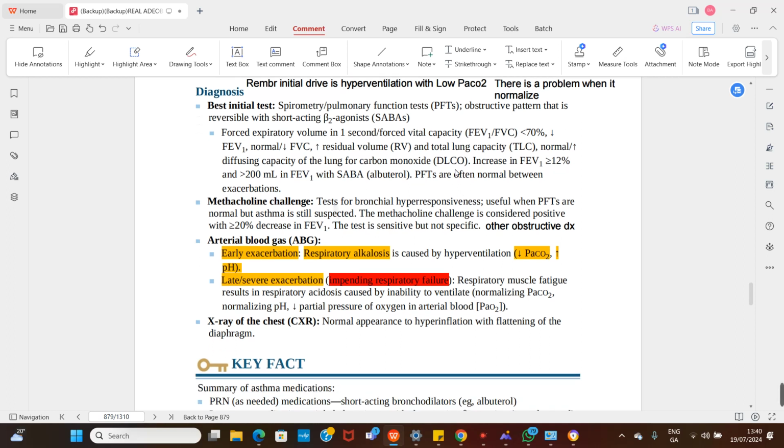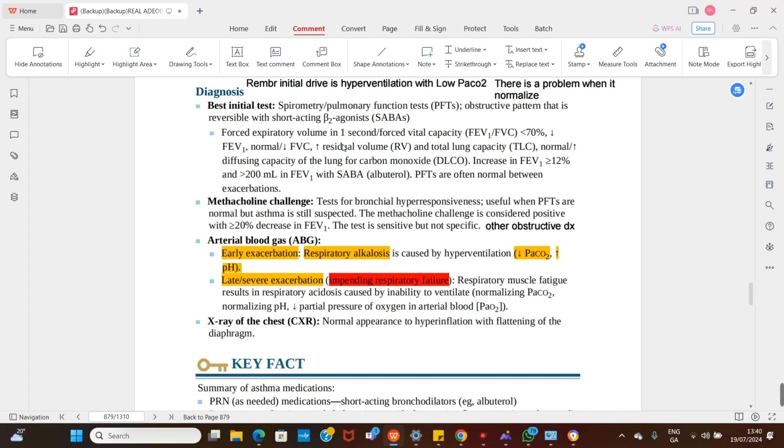Can you please repeat the reason why it's increased in asthma? It's because of the vascular recruitment. So there's increased vascular recruitment, more formation of new vessels. That's why. And again, you can measure the changes.